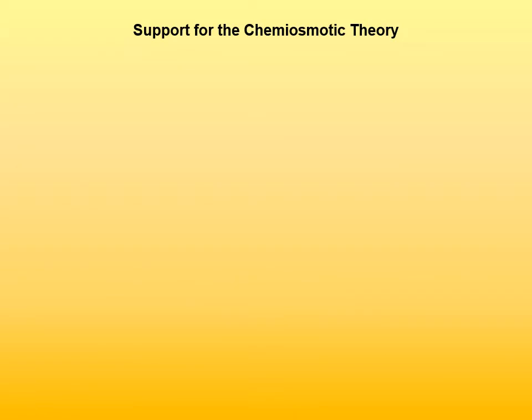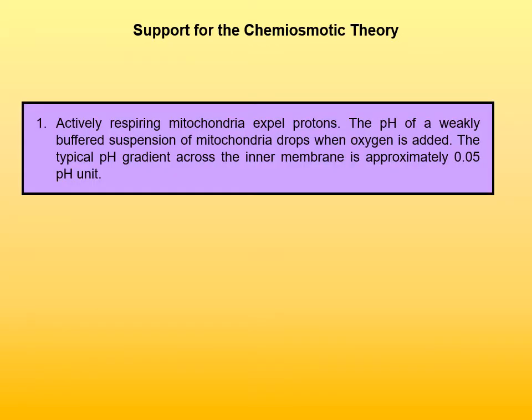There is a lot of experimental evidence to support chemiosmotic theory. So here are some observations in support of it. Actively respiring mitochondria expel protons. The pH of a weakly buffered suspension of mitochondria drops when oxygen is added. Typical pH gradient across the inner membrane is approximately 0.05 pH units.